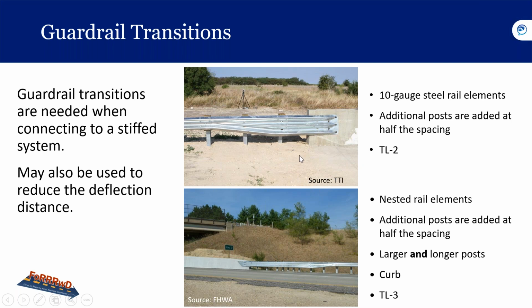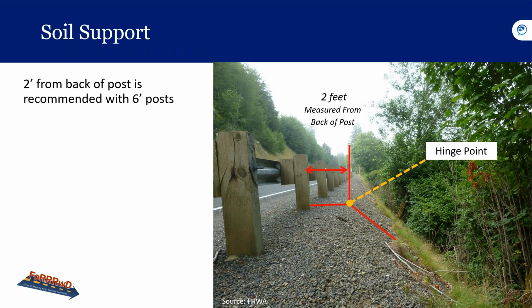Okay, so the bottom picture is from Wisconsin. That's the TL-3. The TL-3 has these nested rail elements, and additional posts are added at half the spacing. So they obviously have different designs for different situations.